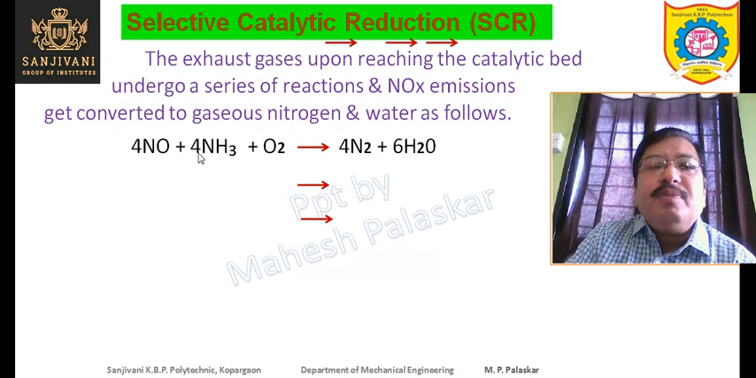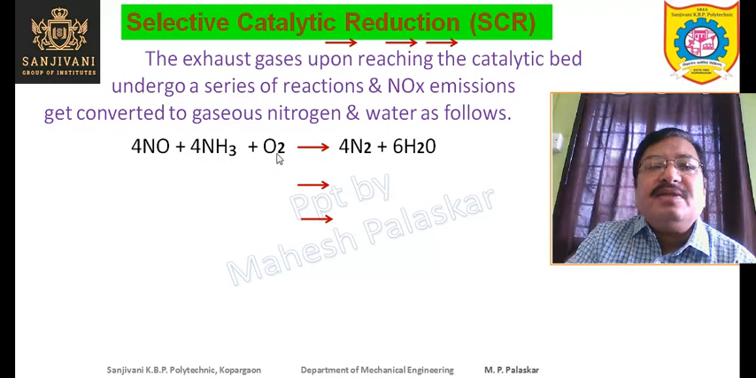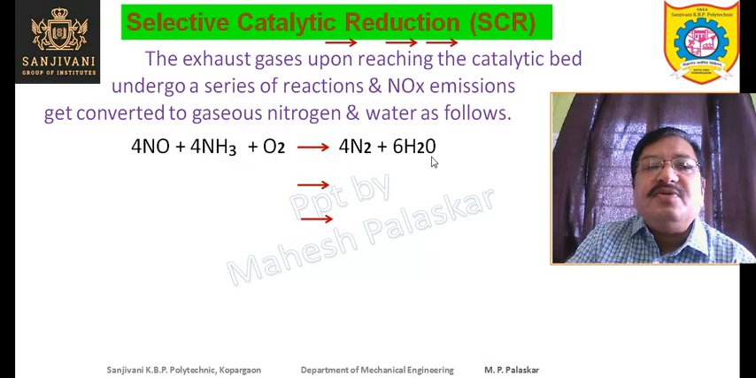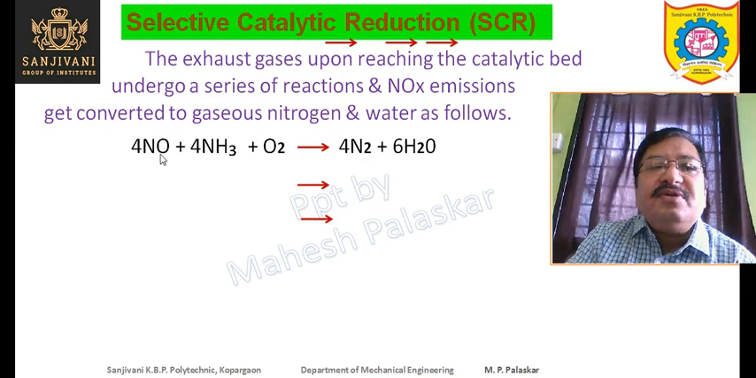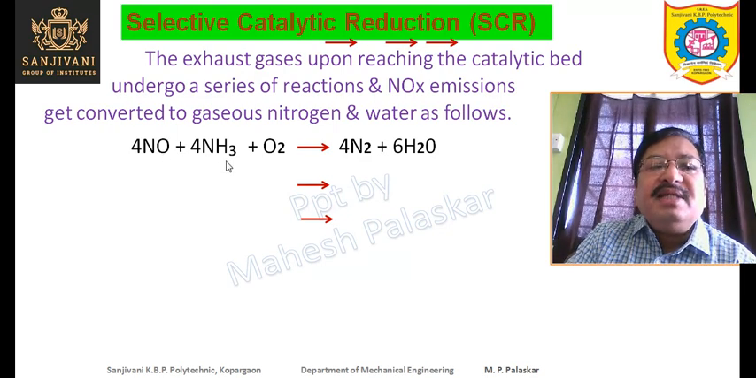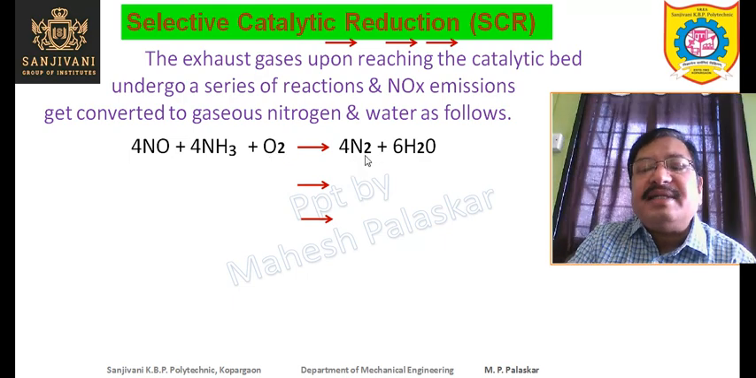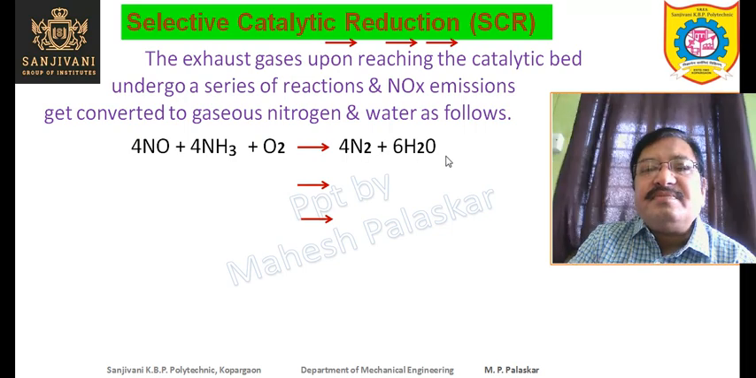So 4NO plus 4NH3 plus O2 gives you 4N2 plus 6H2O. So this is the nitrogen oxide which combines with ammonia in the presence of oxygen and the catalysts. So finally you get the nitrogen gas and you get water.